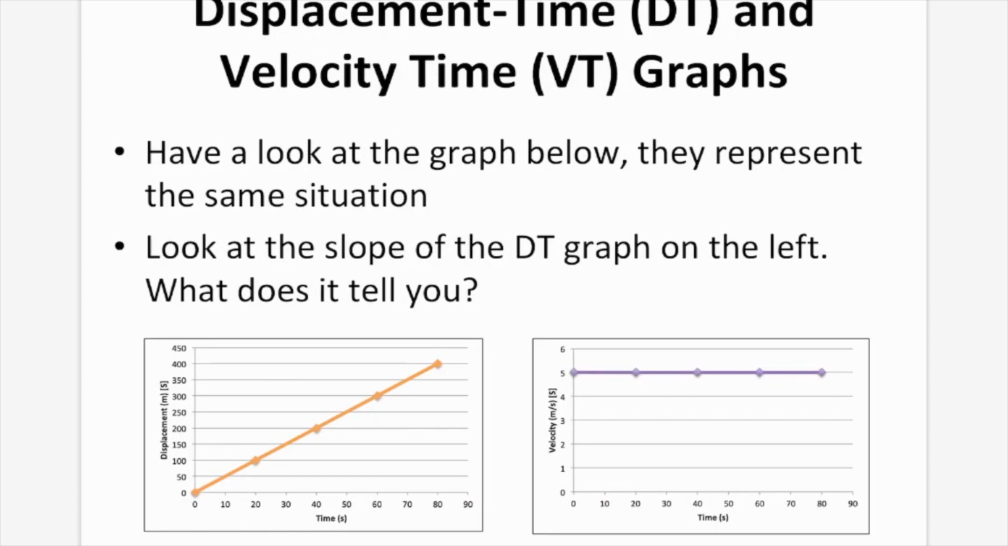Displacement time, dt, and velocity time, vt graphs. So have a look at the graphs below. They represent the same situation. So if we take a look at this graph, this is a displacement time graph, and this one's a velocity time graph. And they're actually showing the exact same information.